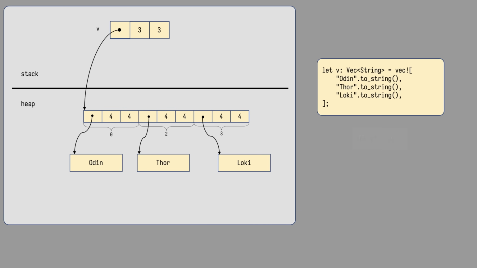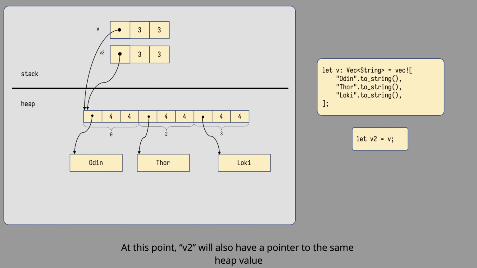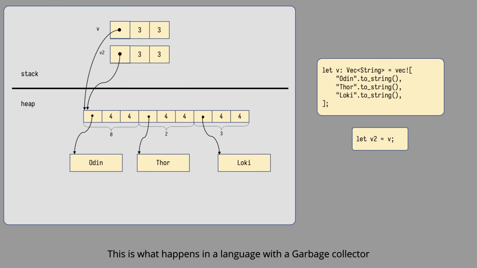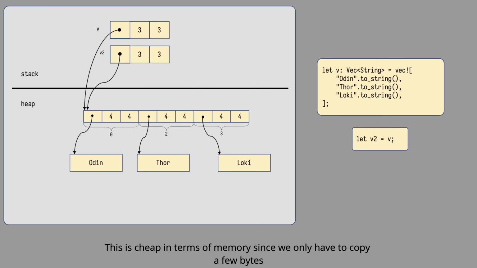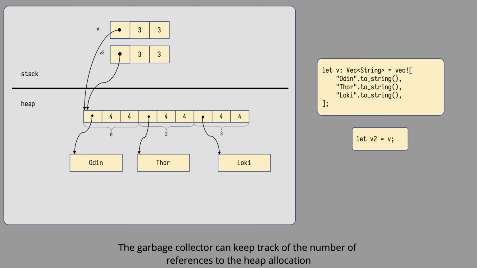Next, we assign variable v to a new variable v2. Assume we did a bit-by-bit copy of the stack side of the variable. At this point, v2 will also have a pointer to the same heap value. This is what happens in a language with a garbage collector. This is cheap in terms of memory since we only have to copy a few bytes no matter what the size of the memory in the heap. The garbage collector can keep track of the number of references to the heap allocation, and when all of them go out of scope, the garbage collector will deallocate this memory. But Rust doesn't have a garbage collector, instead, it has an ownership model. At this point, it's not clear who is responsible for cleaning up the heap memory.